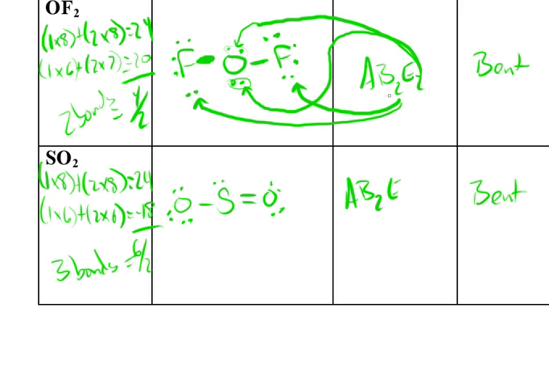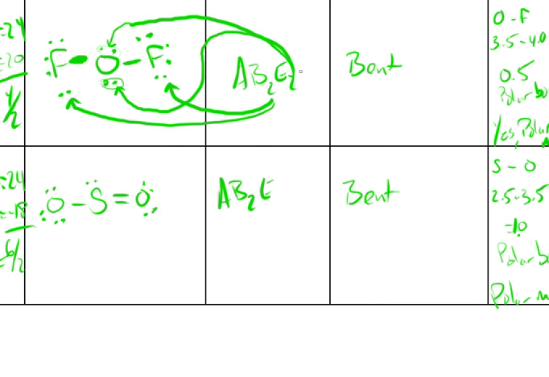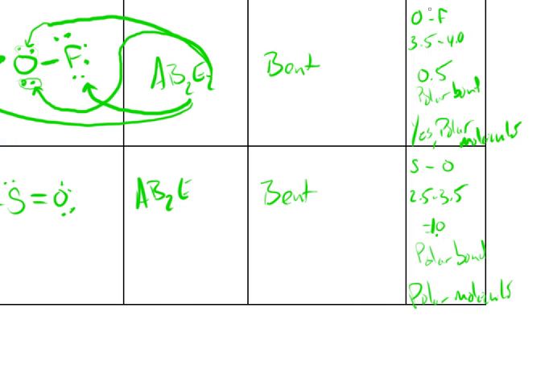Then if we look at our ABE notation, we've got our central atom bound to 2 different atoms, as well as 2 pairs of valence electrons that are not part of any bonds on our central atom. So if we look at our AB2E2, if we look that up, it's going to correspond to a bent shape. And then the only type of bonds we have are connecting oxygens to fluorines.